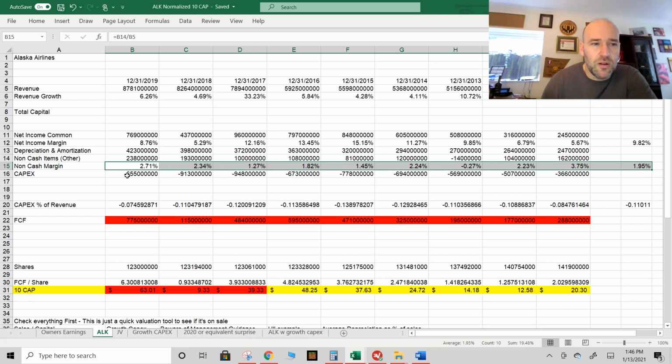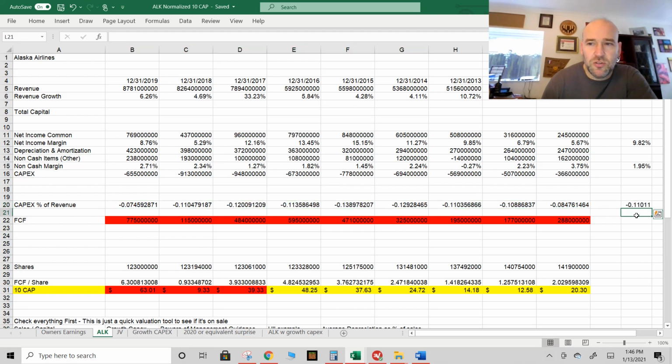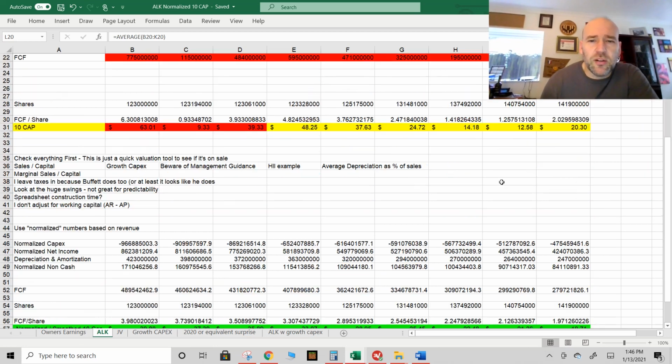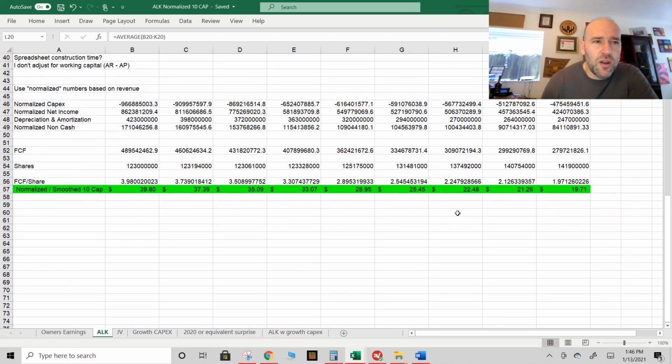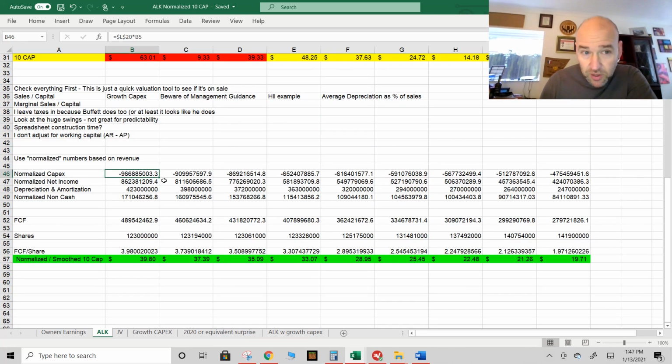Capex, again, I took as a percent of revenue and came up with an average. So net income margin was an average of 9.8%. Non-cash, just under 2%. And then Capex, this is total Capex, about 11% a year. So I came down and normalized these values for my 10 cap. Basically I said, what's Capex going to look like if I used the average amount over time? Because if I'm going through a Capex cycle, I've got up years and down years, maybe I'll overpay Capex one year and then underpay the next year. Because, c'est la vie. That's just how life goes sometimes.